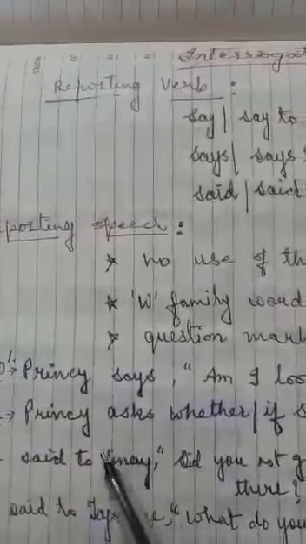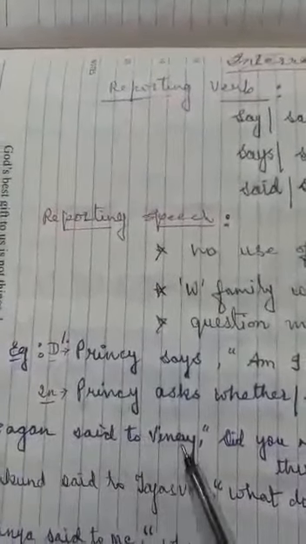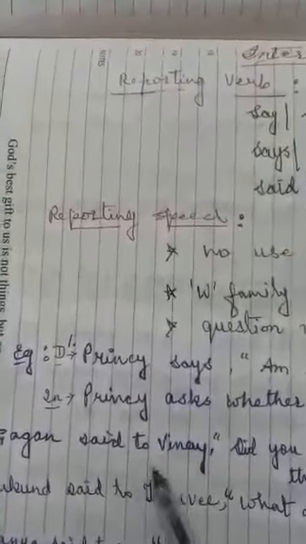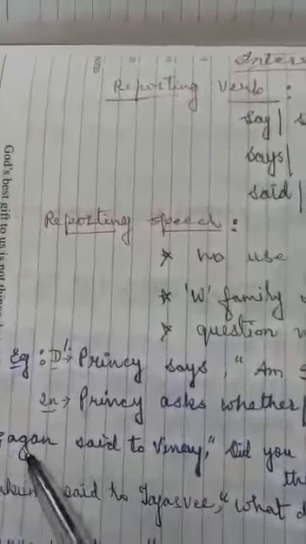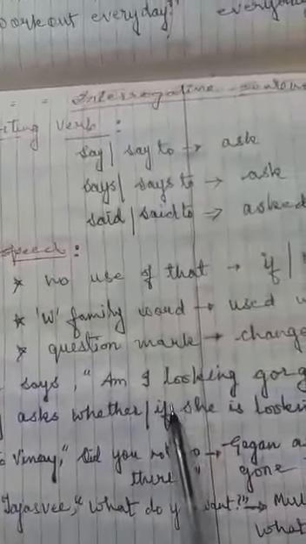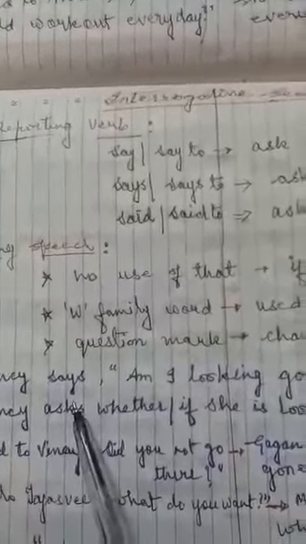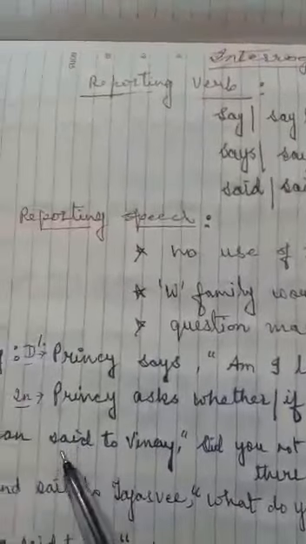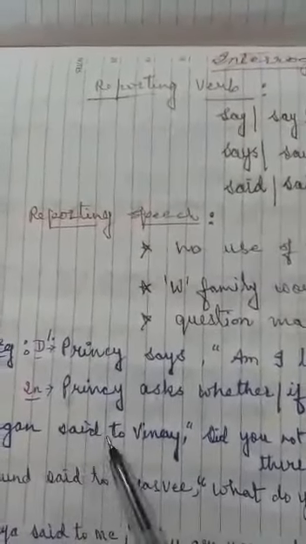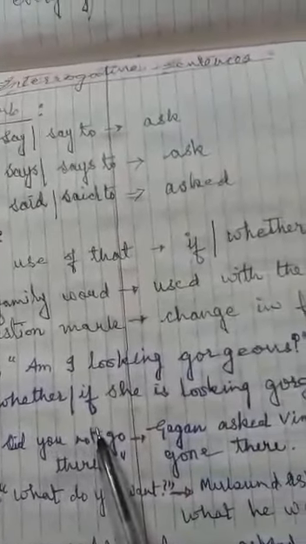Now you see another example with the auxiliary. Gagan said to Vinay. As I told, said to changes into asked. Here I use if and whether. Here the reporting verb was in the present, so it stayed in the present, but here the reporting verb is in the past tense, so it will also change. Like Gagan said to Vinay, did you not?